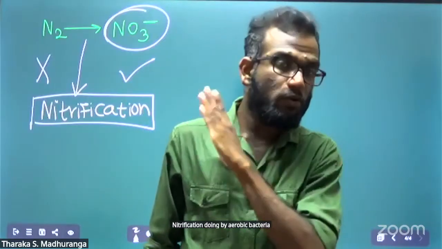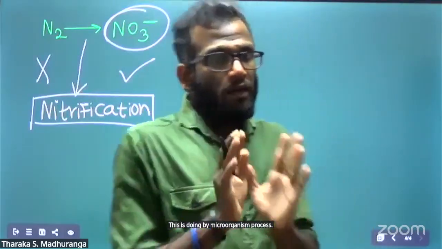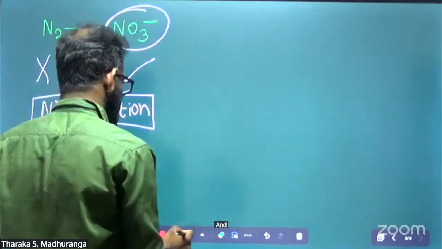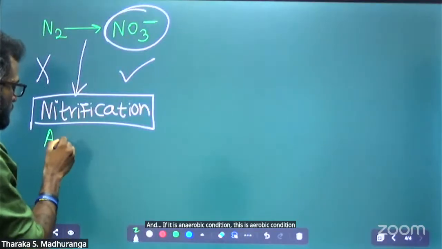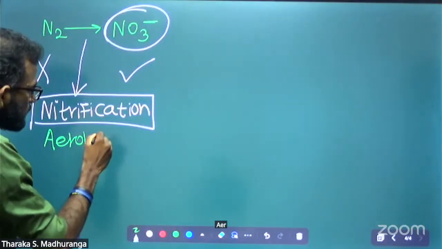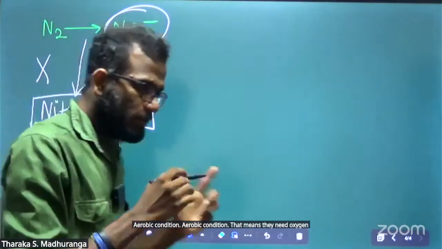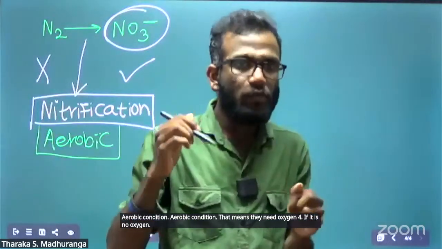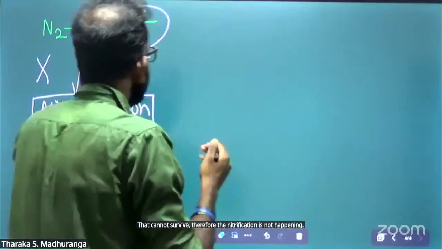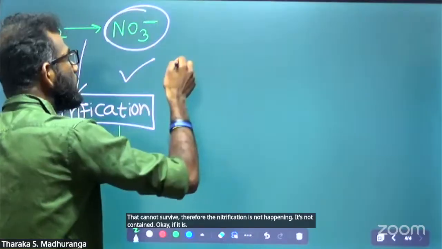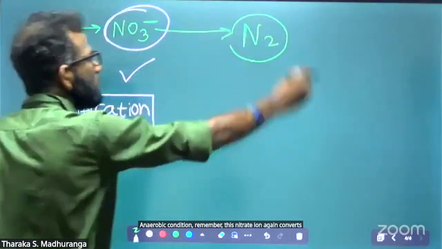For this process, microorganisms are very important. This is done by a microorganism process. Remember, this is an aerobic condition. That means they need oxygen. If there is no oxygen, these bacteria cannot live, cannot survive. Therefore, nitrification does not happen, it does not continue. If it is an anaerobic condition, remember this nitrate ion again converts into nitrogen gas.